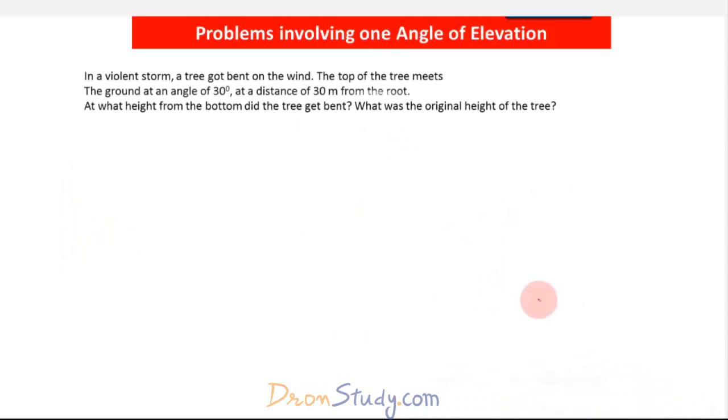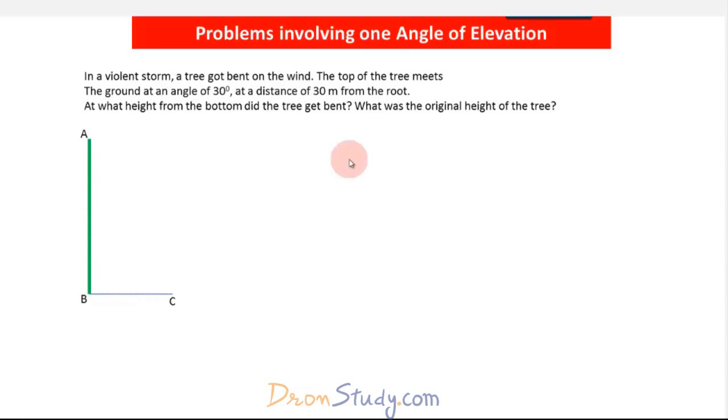Here is the next question on the screen. In a violent storm, a tree got bent on the ground by the wind. The top of the tree meets the ground at an angle of 30 degrees at a distance of 30 meters from the root. At what height from the bottom did the tree get bent, and what was the original height of the tree?